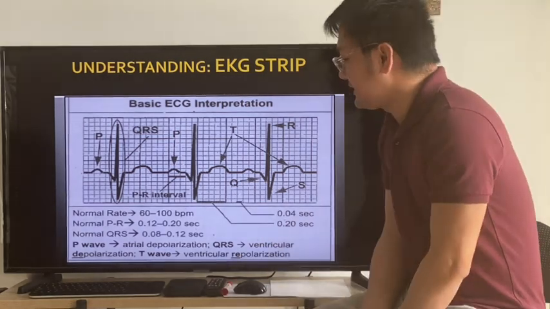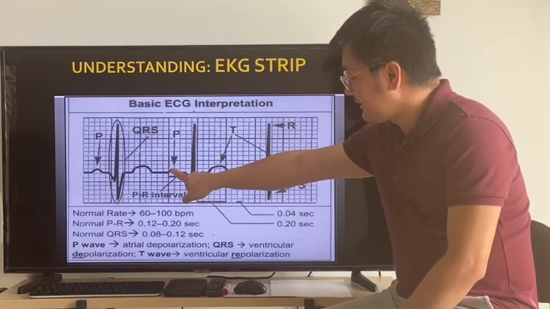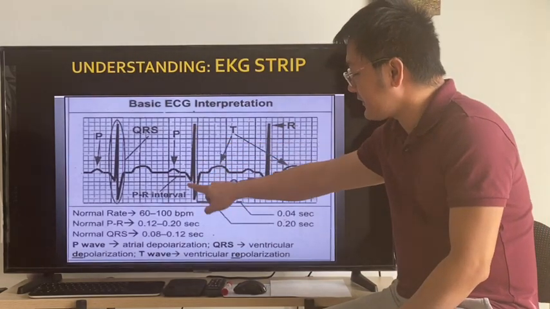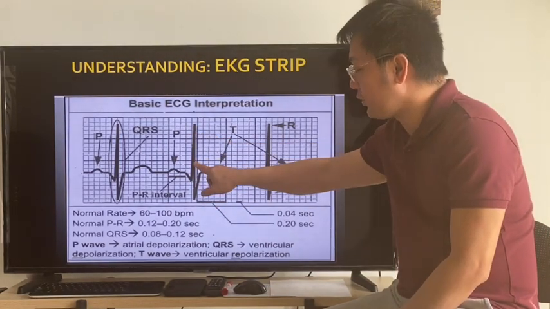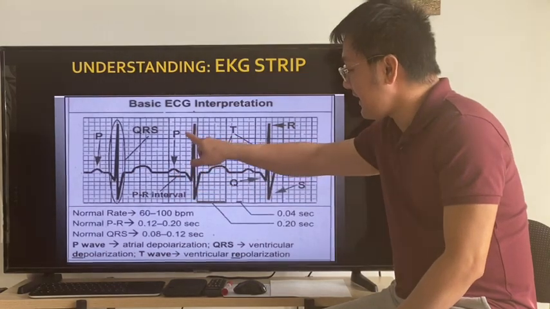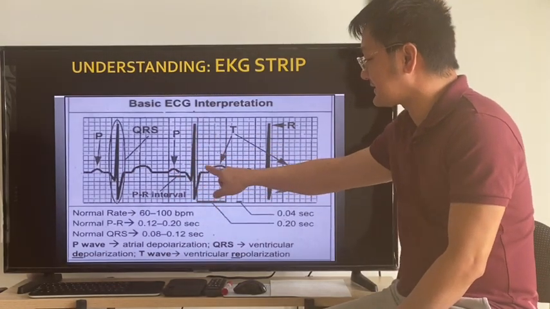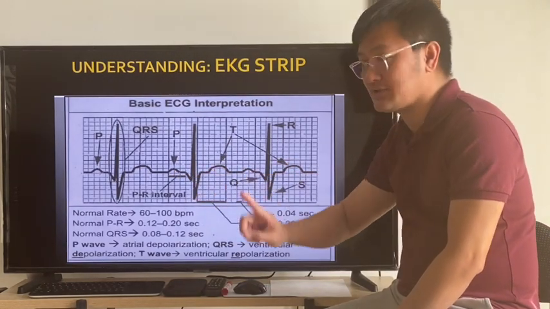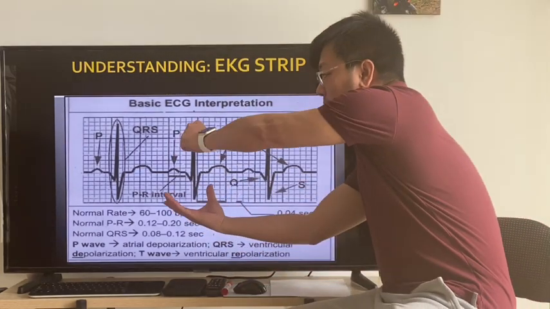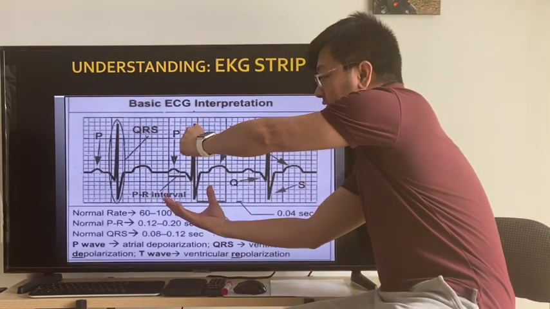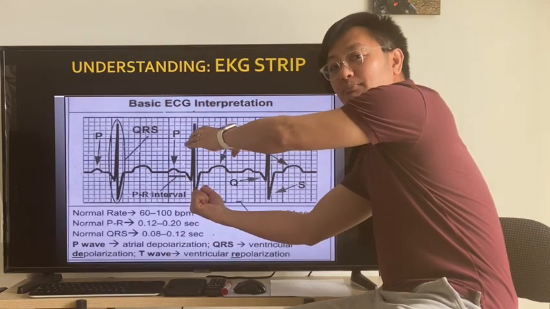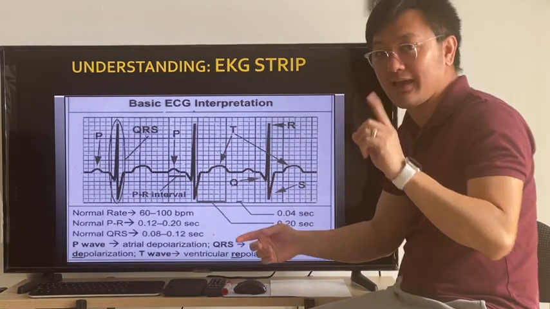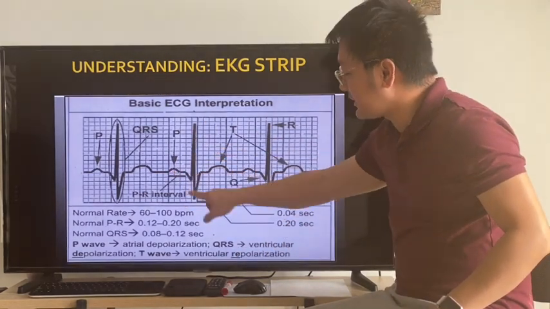Just a recap. This is your P wave, QRS complex, T wave. Remember that in every QRS complex, there is always one P wave, and after every QRS complex, there is a T wave. And again, P, Q, R, S, T is one heartbeat. P wave is atrial depolarization. QRS complex is atrial repolarization and ventricular depolarization. T wave is ventricular repolarization.